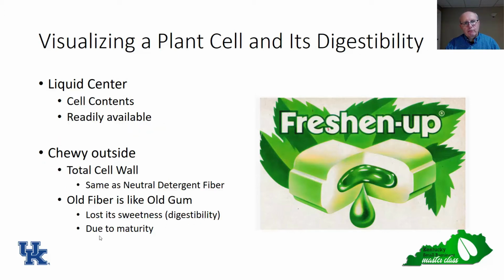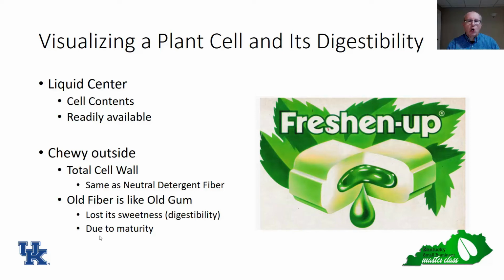So, visualizing a plant cell and its digestibility, that liquid center or the cell contents is readily available. In other words, 100% digestible. The chewy outside, the total cell wall, is the same as neutral detergent fiber. That's the first time we've introduced that term in this lesson. We will talk about that in a few moments in greater detail.